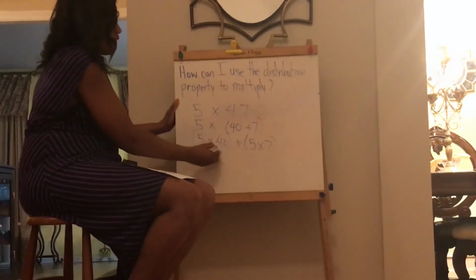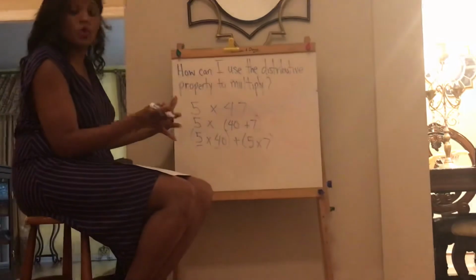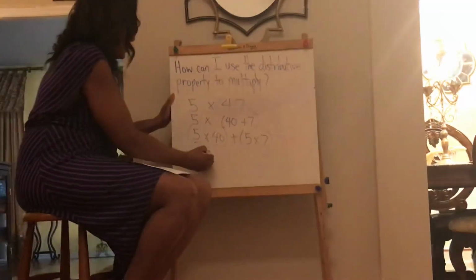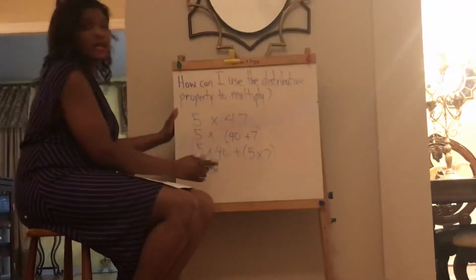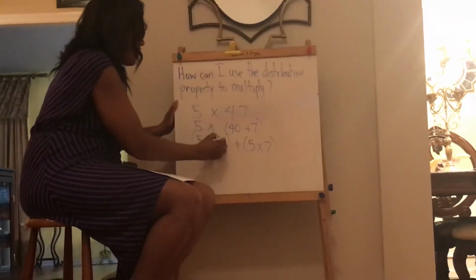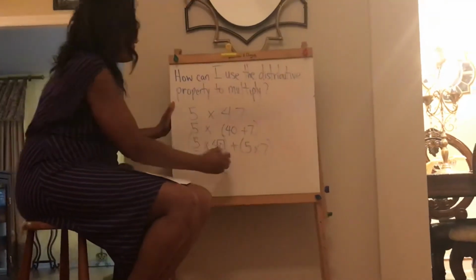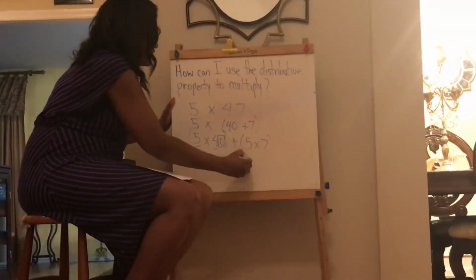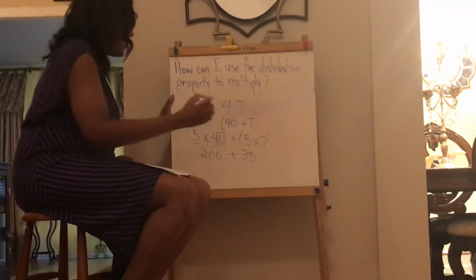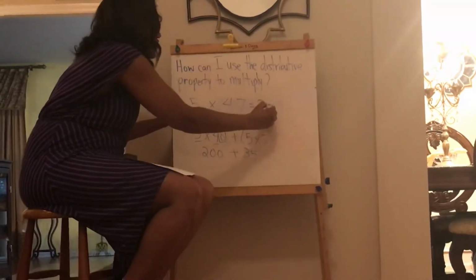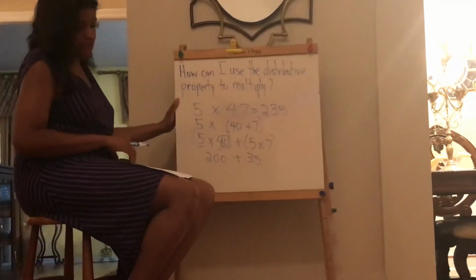5 times 40, again, we have a multiple of 10. 5 times 4 is 20. We can't forget to add the 0, because just because 20 ends in a 0, we still have another 0 that we must add. So 5 times 40 is 200, plus 5 times 7, which is 35. So we have 200 plus 35, which is 235. So 5 times 47 is 235.